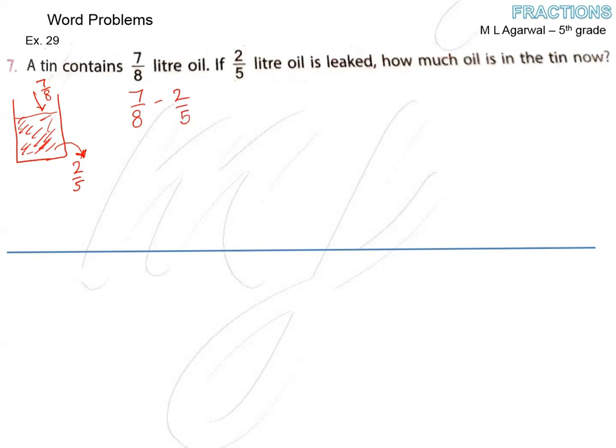So I'll convert this into like fractions. So what is the LCM of 8 and 5? I will say it is 40. So I will convert this into like fraction. So this will become upon 40. 8 5s are 40, so top number will become 35. And this will become 5 8s are 40. So this number will become 16. 8 2s are 16. So now I can subtract 35 minus 16. So 35 minus 16 is how much? 19. Okay. So my answer is 19/40 liters oil is remaining in the tin.